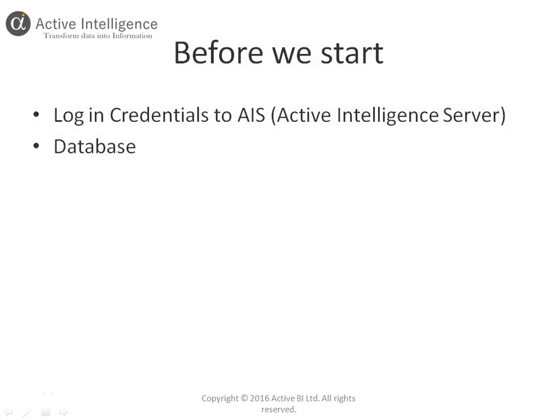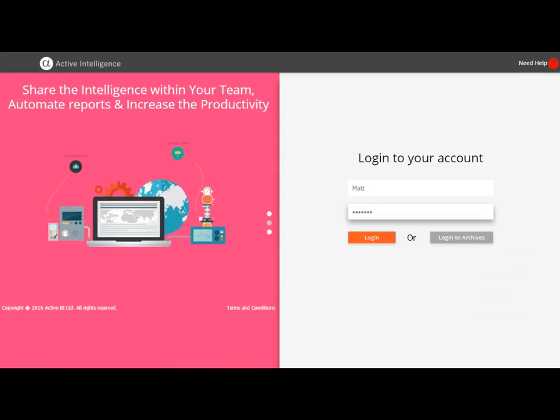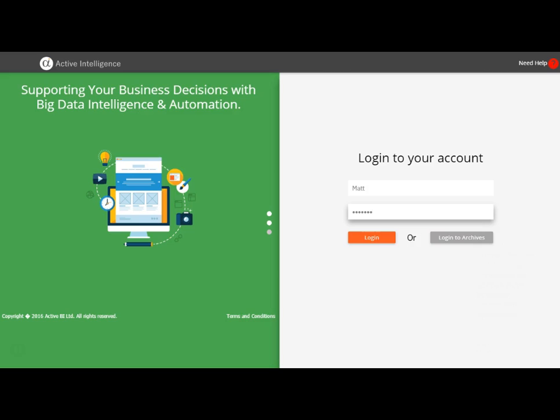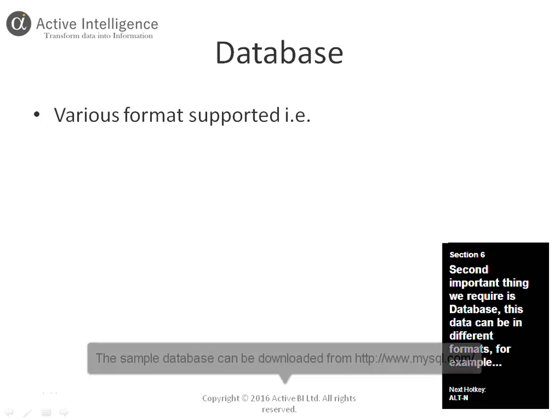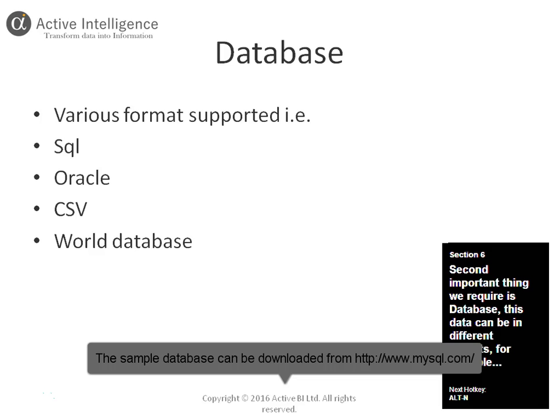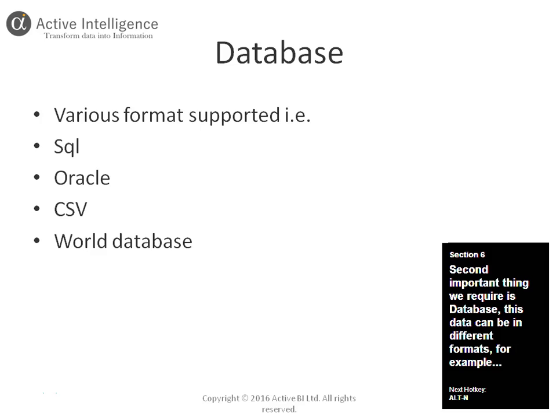Before we start, we must have a couple of things in place. First, we need to have login credential to access Active Intelligence Server with appropriate privilege. Second important thing we require is database. This can be in different formats, for example SQL, Oracle, CSV. For the purpose of this tutorial, we will be analyzing data from World Database, which stores the geographic and demographic information.